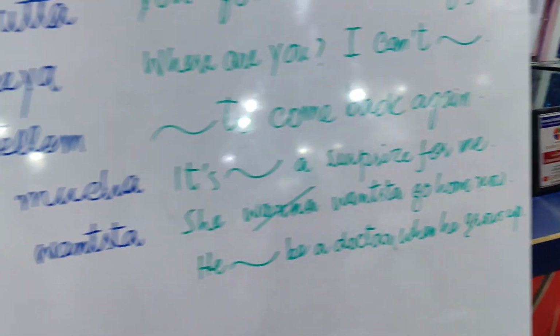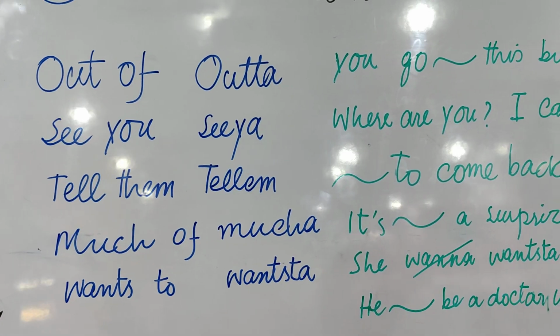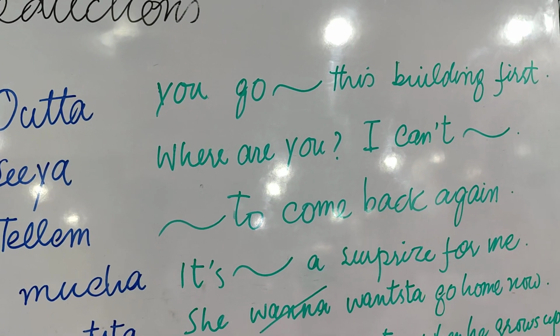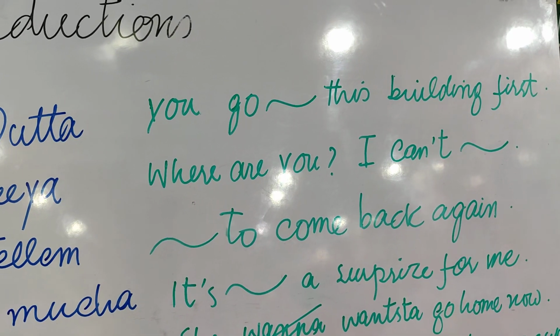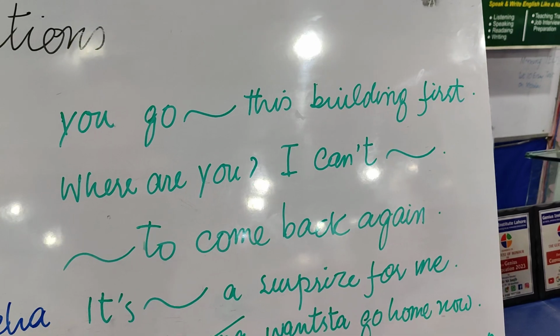The next keyword is see you, see ya. Where are you? आप कहाँ हैं? I can't see ya. मैं आपको देख नहीं सकते. All right, see ya. We are looking forward to see you. We are looking forward to see ya. हम आपसे मुलाकात के मुंतज़िर हैं.